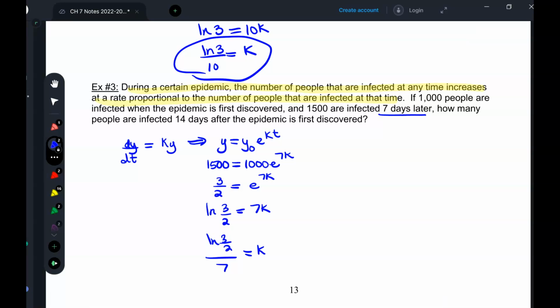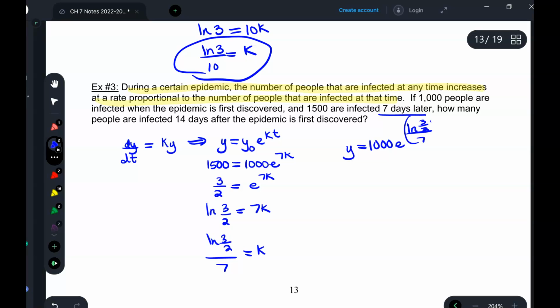Okay, so we want to know now how many people are infected 14 days after the epidemic is first discovered. So you could either do 7 days after the 1,500 or use the initial amount. I'm going to use the initial amount, and I'm going to use natural log 3 halves over 7 times 14. This actually you can simplify by hand. Think about the properties of logs, right? So this will be e, and then that'll be 2 natural log of 3 halves.